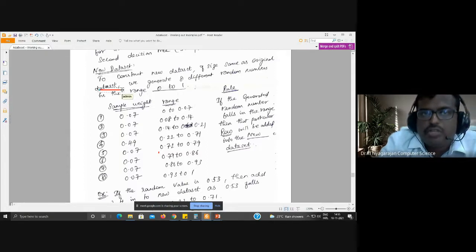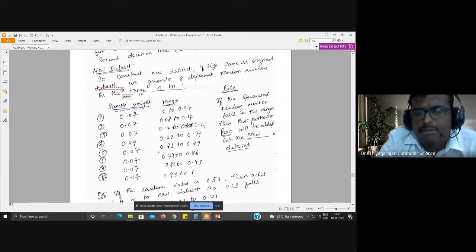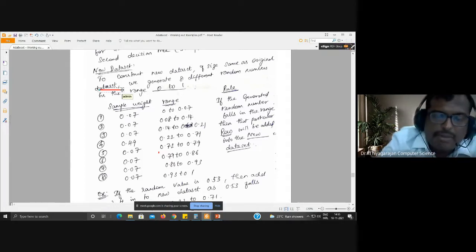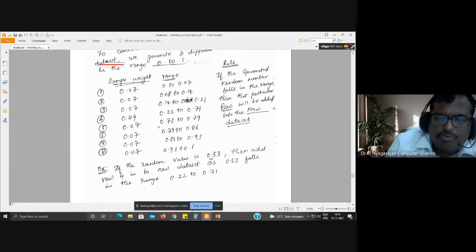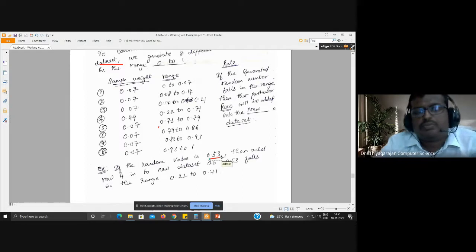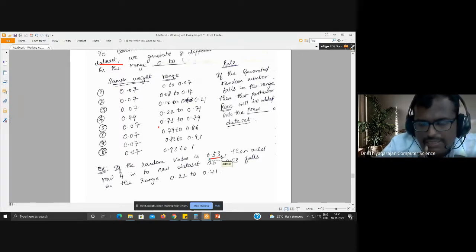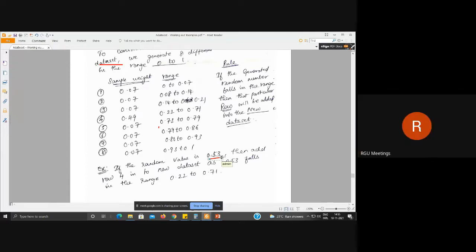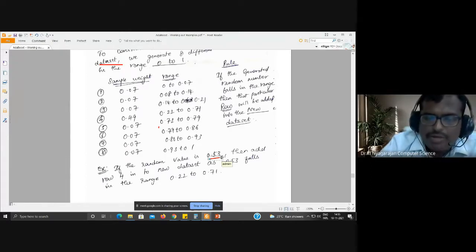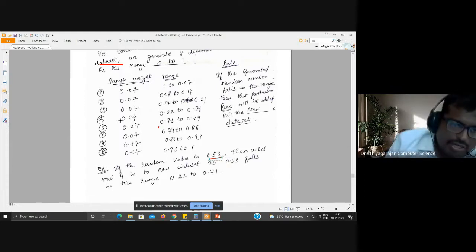The range in which you have to generate a random number is 0 to 1. From 0 to 1, you have to generate 8 different random numbers. Once you generate them, you have to map each random number with the range. Imagine that the first random number generated is 0.53. Tell me, 0.53 falls under which range? Row number 4. Yes. You have to check which row it falls under. It falls under the 4th row.